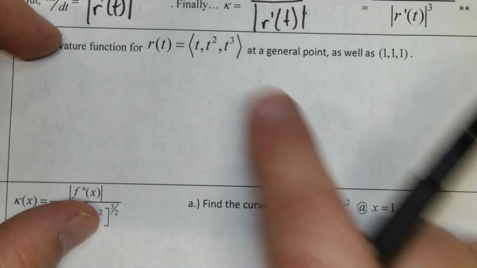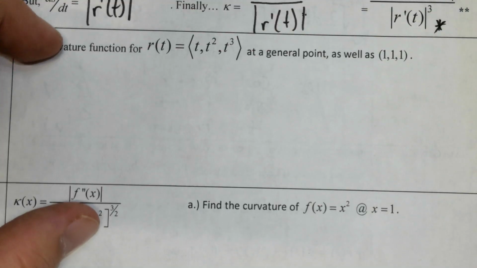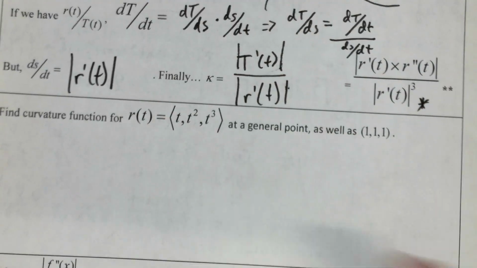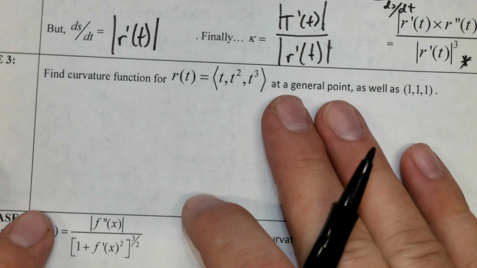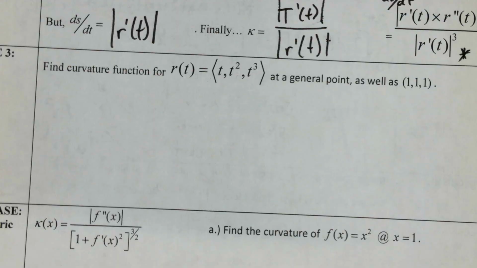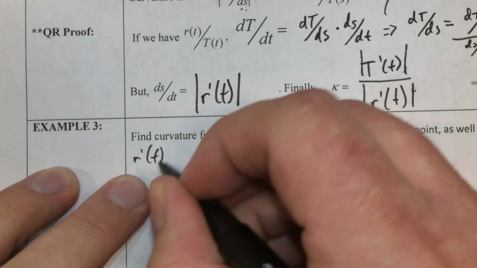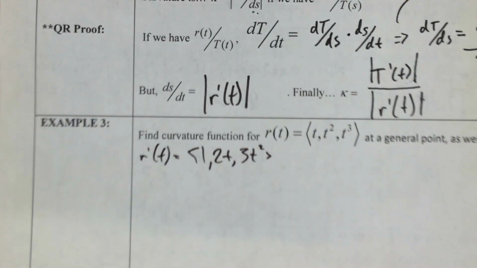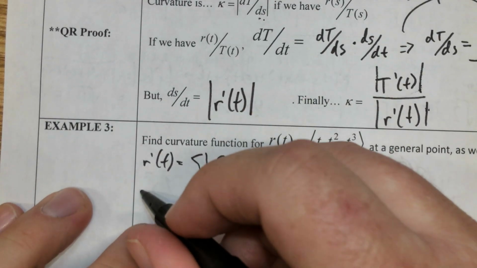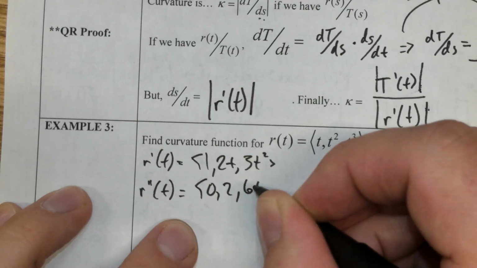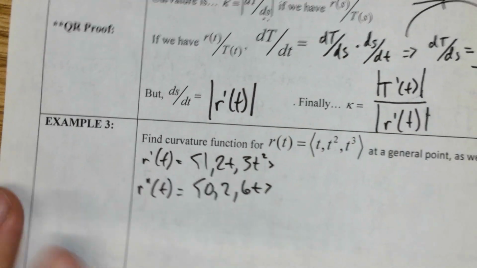Let's find the curvature. Let's find this calculation, r prime, r double prime, of this guy at the general point as well as at this moment. And again, we won't know exactly what that value means yet, but I promise we'll get there. R prime is pretty quick: 1, 2t, 3t squared. R double prime, also pretty quick: 0, 2, 6t. Right? Nice and fast derivatives.